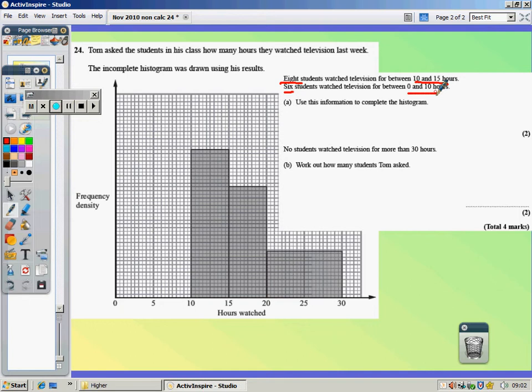Now the key thing to understand in histograms is that frequency, i.e. the number of people, the totals, is equal to the area of the bars in our histogram. So if we're told that 8 students watch for between 10 and 15 hours, the area of this bar here, or the frequency, is equal to 8. So therefore we now need to try and make a bar down in this area which has an area of 6.